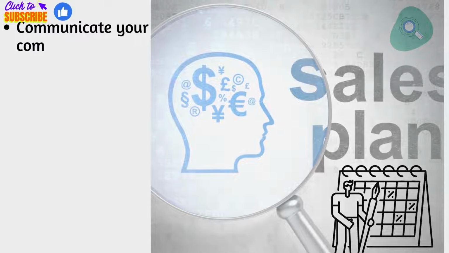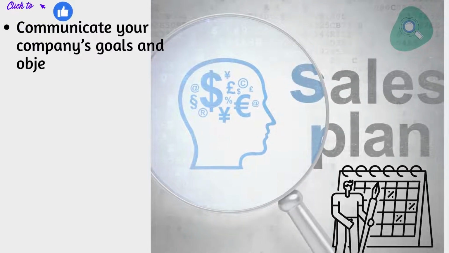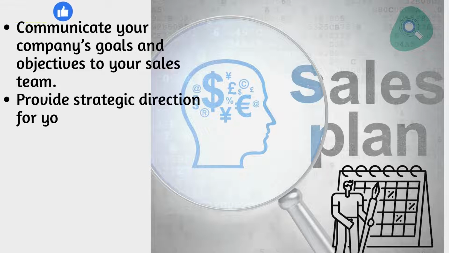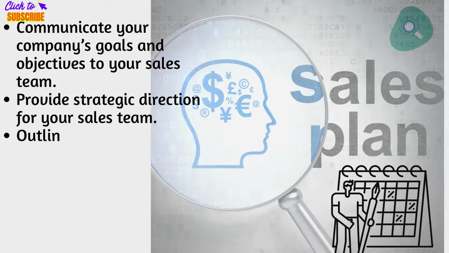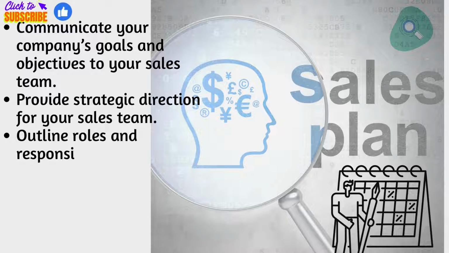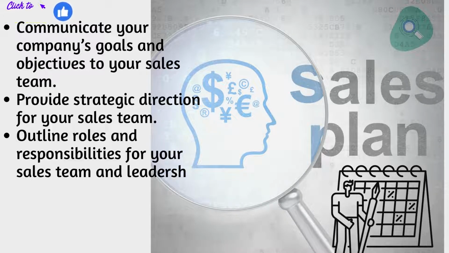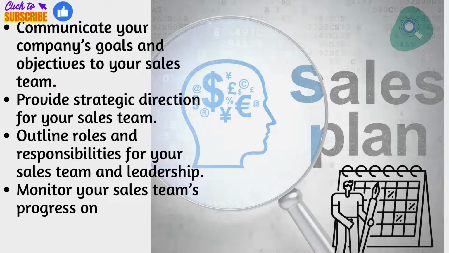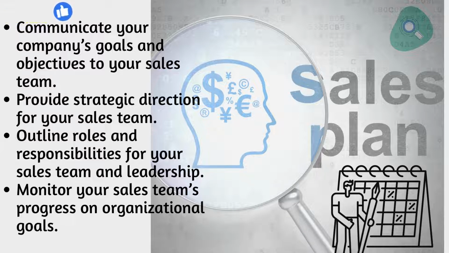Now, sales plans often include information about the business, target customers, revenue goals, team structure, and the strategies and resources necessary for achieving its targets. Now, an effective sales plan should do the following. First, communicate your company's goals and objectives to your sales team. Second, provide strategic direction for your sales team. Third, outline roles and responsibilities for your sales team and leadership. The last one is monitor your sales team's progress on organizational goals.